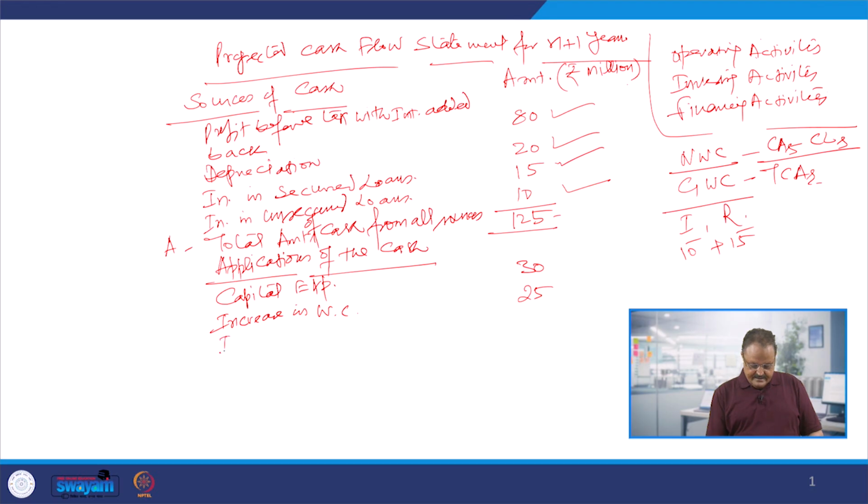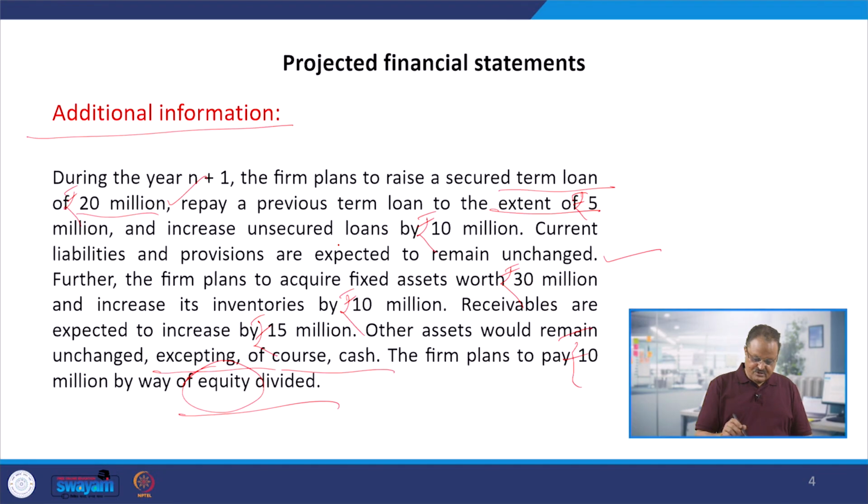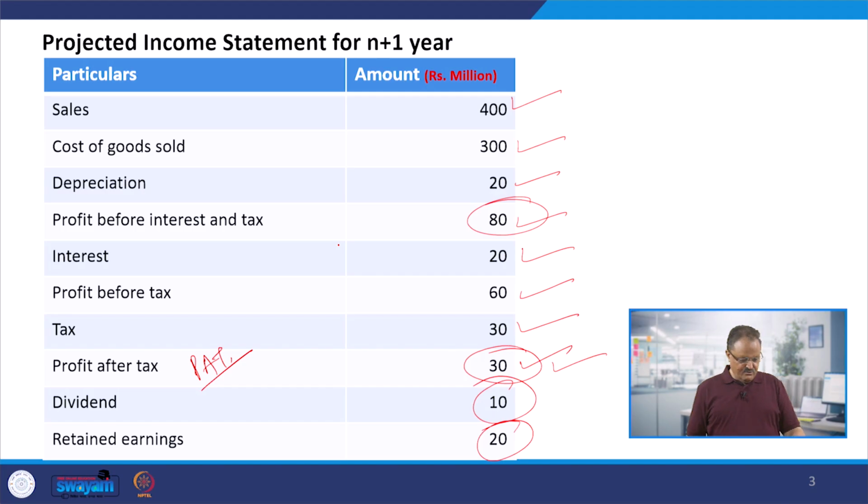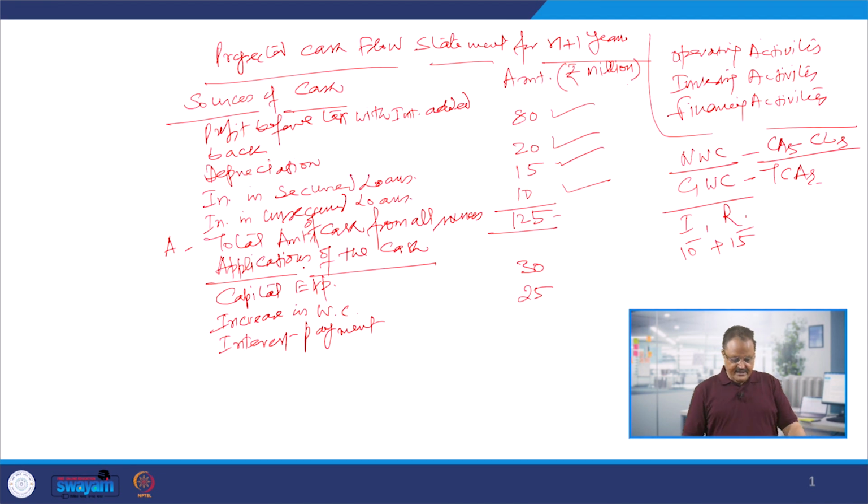Then we have the interest we are going to pay now, the interest which we added back earlier. Now we are going to pay the interest, you can call it interest payment. How much interest is due to be paid? We will have to go back to the income statement and find out what the interest component is. This is 20. Earlier we added it back as a source of funds, but now we are going to pay it. So, interest on the loan of 20 is going to be paid, and this is also an application of the cash.